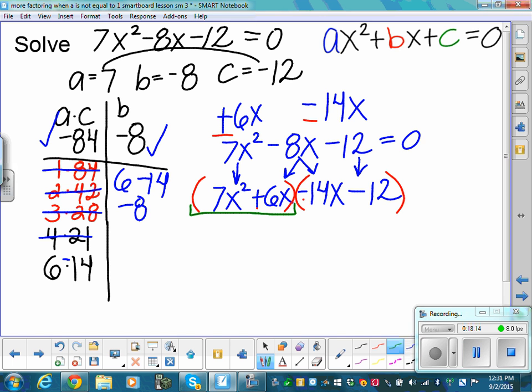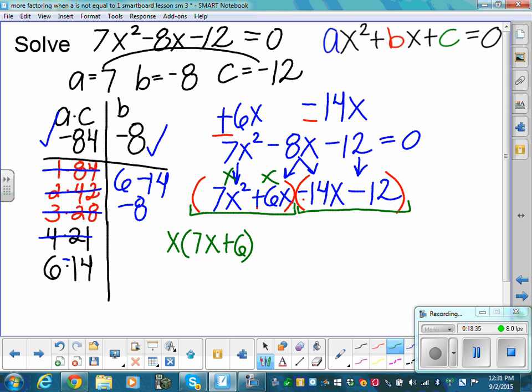In 7x squared plus 6x, the greatest thing we have in common is an x. That leaves me with 7x plus 6, because once again, if I went through and divided an x out of those two things, that's what I'd be left with. Focusing on this next group, negative 14x minus 12. What's the greatest thing we have in common? They both have to divide by it, okay?